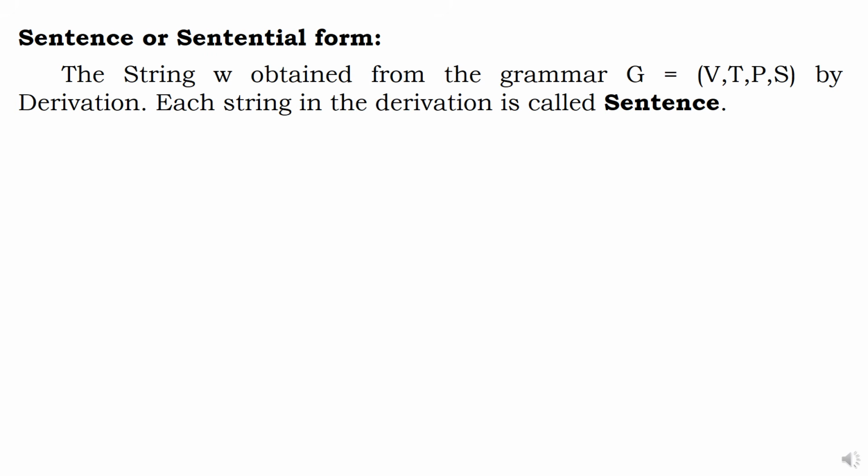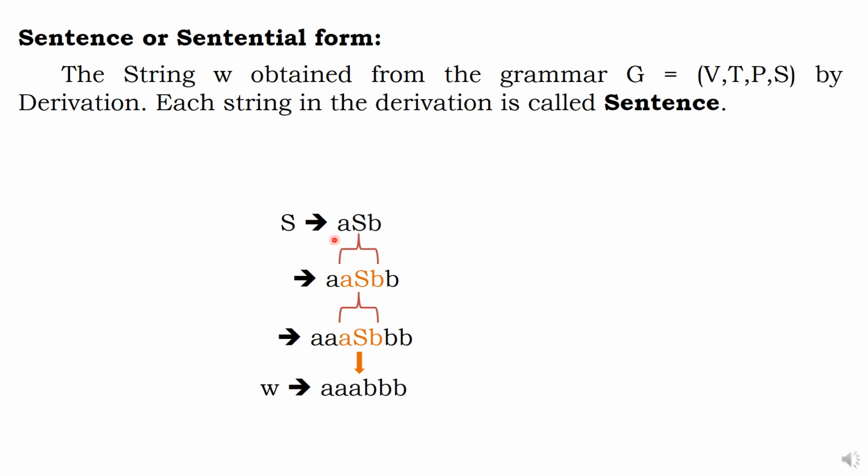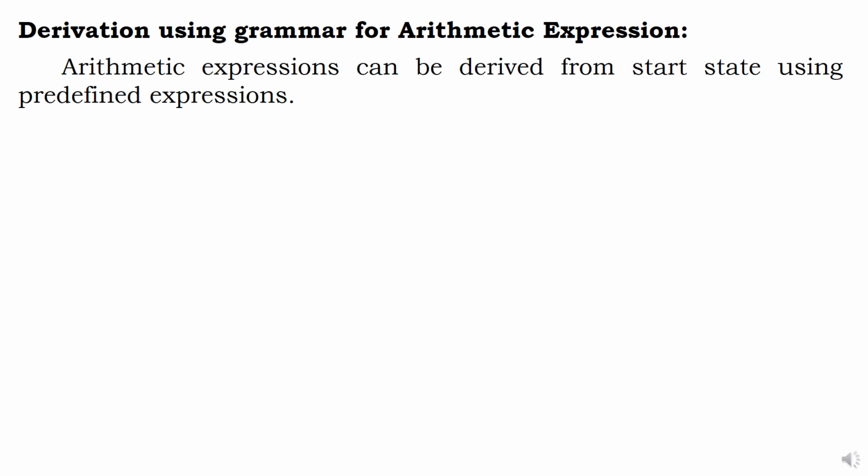And we will give one more concept called sentence, or sentential form. The string W obtained from the grammar V, T, P, S by the derivation. Each string in the derivation is called a sentence. It's not a big deal. This is the derivation: there is a string here, there is a string here, and finally you will get the required string. These are all temporary in-between strings, and these are all called sentences. What do you mean by sentences? Each string in the derivation is called a sentence. Nothing else.